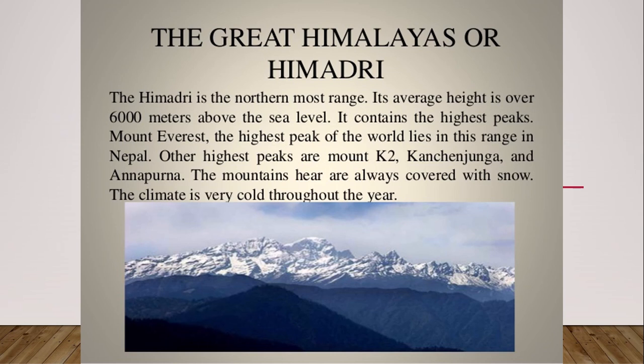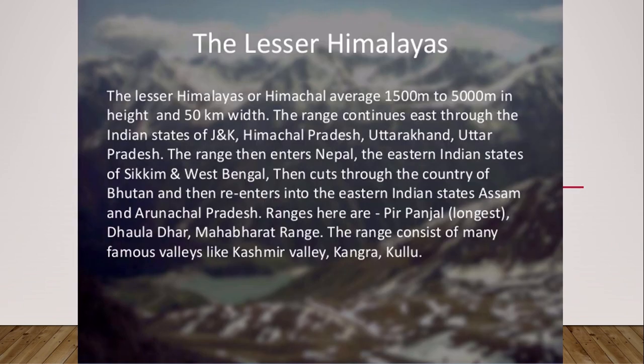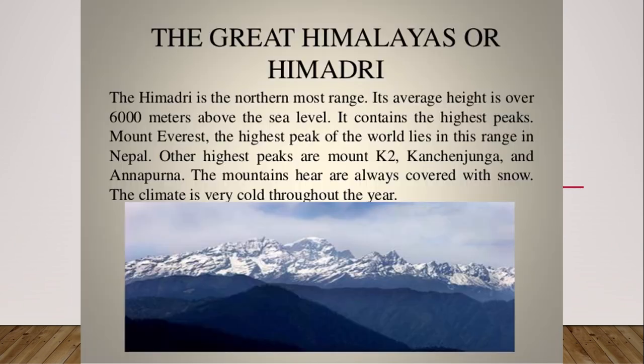The Himalayas consist of 3 parallel ranges: the Great Himalayas, known as the Himadri, the Lesser Himalayas, called the Himachal, and the Shivaliks, which comprise the foothills. Mount Everest, at a height of 8,848 meters, is the highest peak, followed by the Kanchenjunga at 8,598 meters.